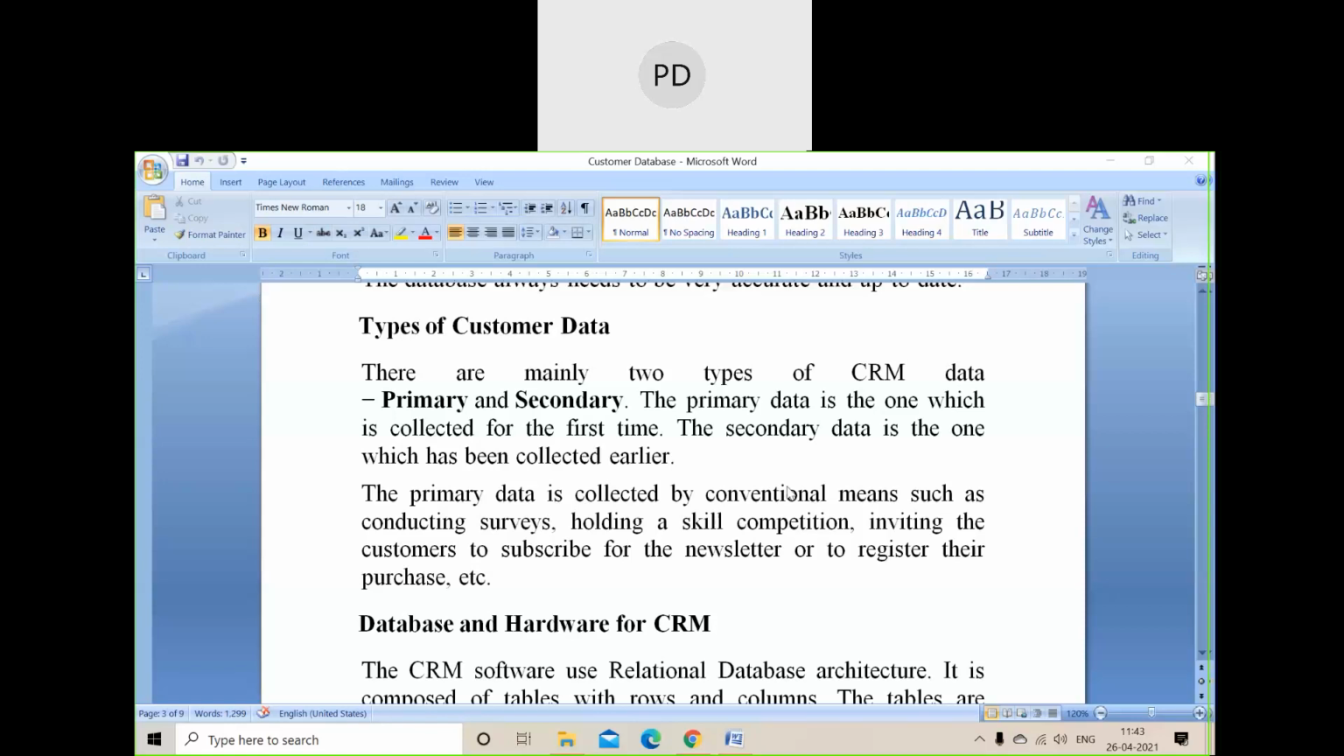So let's see what is there. There are mainly two types of CRM data, which is primary and secondary. The primary data is one which is collected for the first time, and the secondary data is one which has been already collected earlier, and we are interrogating the information or we are confirming the information.